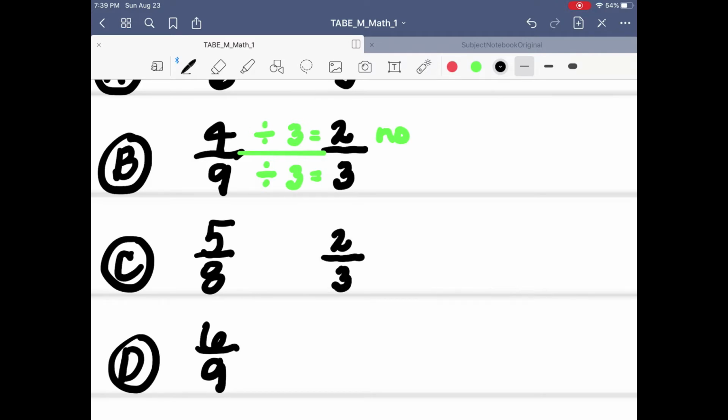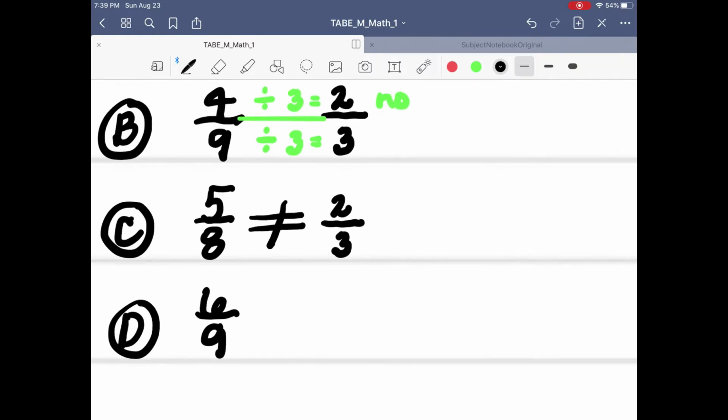Okay, this one, I don't really like because there's nothing that's going to relate those two fractions. I can't break an 8 down with division to get a 3. I can't break a 5 down to get a 2. So these are not going to be the one. So it must be this one, but we need to be able to prove it with math.